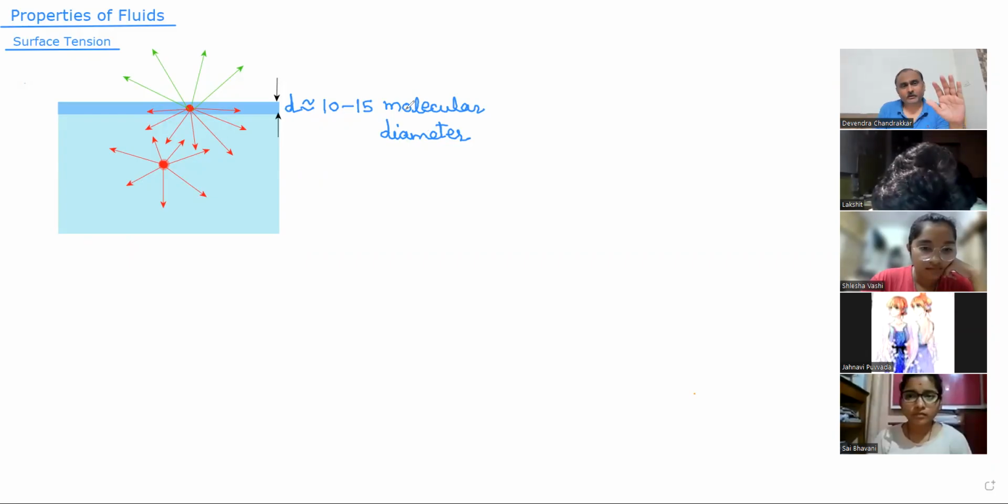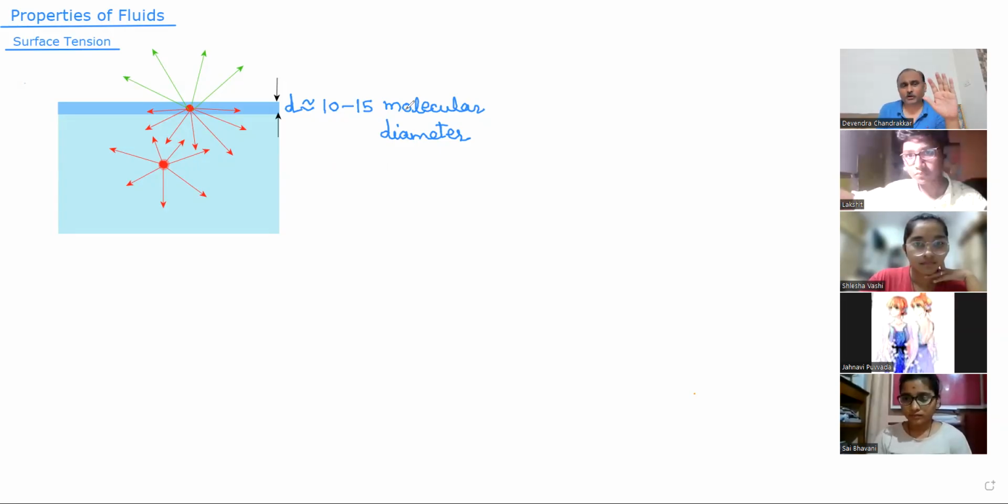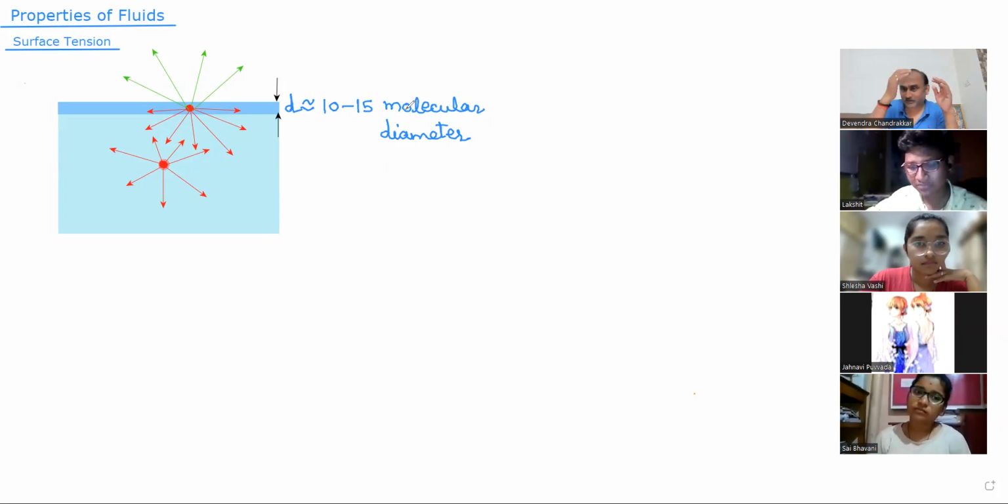I'm explaining it to all of you in Hindi also, ठीक है, and in English also, so that all of you understand it. The surface is of 10 to 15 molecular diameter thickness. Any liquid molecule on the surface is attracted by two types of forces: the molecular forces by its neighboring liquid molecules which are below it, and the molecular forces by the air molecules which are above it. So there is an unbalanced force. Because of this, the topmost layer of the fluid seems to be stretched, and that is where the surface tension comes in.